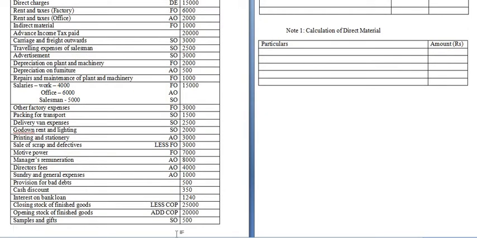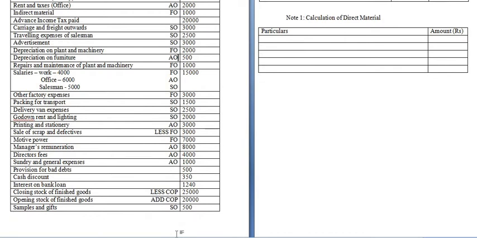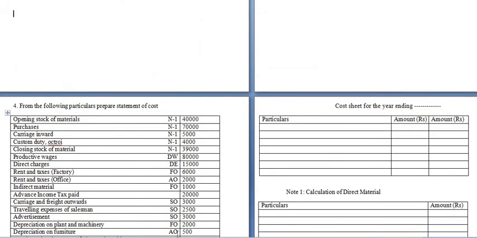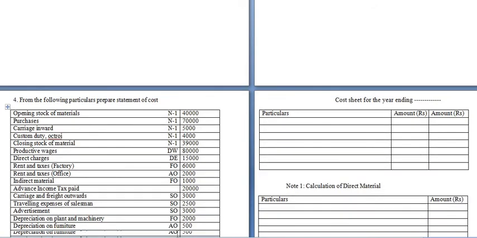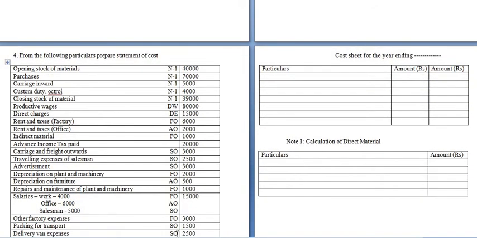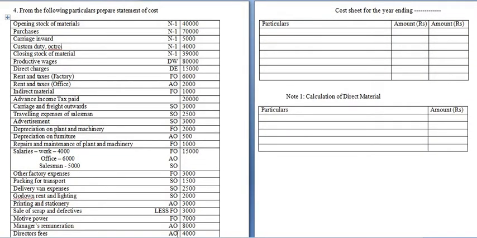Okay, so this is the problem. Now we will solve the problem first. Okay, now what have they given? Here direct material is not given. So what will we have to do? First calculate direct material. So take down a working note for that. Calculation of direct material, particulars and one amount column. So now wherever note 1 we have written, all such expenses have to be taken.